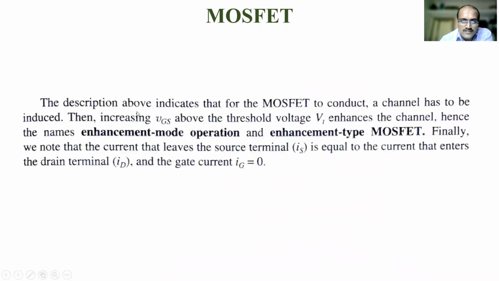Okay, so from this description we indicate that for a MOSFET to conduct, a channel has to be induced. Just to summarize this so far, and why it is called an enhancement MOSFET: increasing VGS above the threshold voltage enhances the channel. First we have channel formation, then by applying more VGS, we enhance the channel, that means expand the channel. That's why this MOSFET is called an enhancement MOSFET.